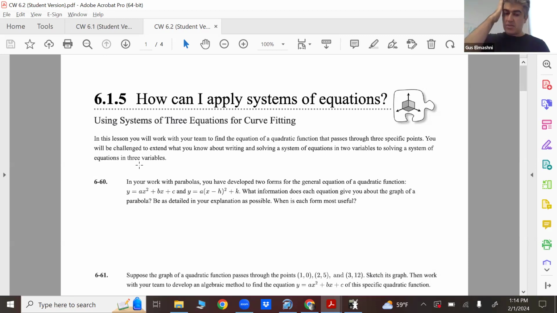Okay. So I'll start with 660. In your work with parabolas, you have developed two forms for a general equation of a quadratic function. The standard form, which is y equals ax squared plus bx plus c, and the vertex form, which is y equals a parentheses x minus h squared plus k. And I said it really fast, but hopefully you guys can distinguish between the two forms, right? This right here is standard form. This right here is vertex form.